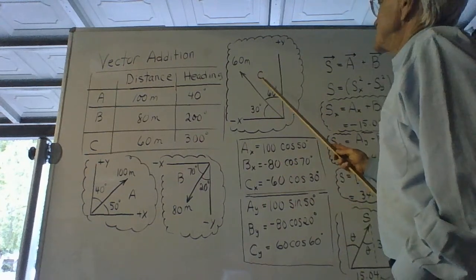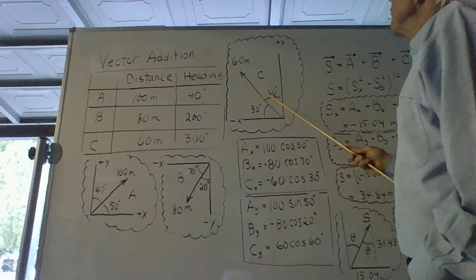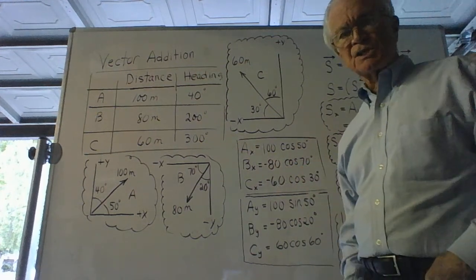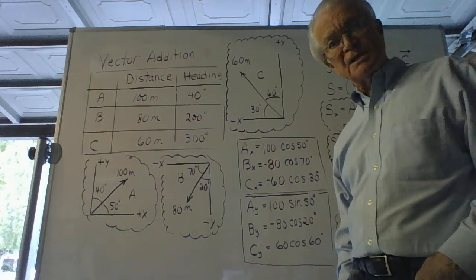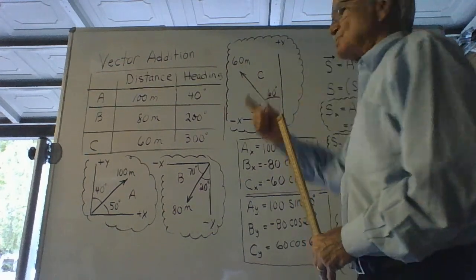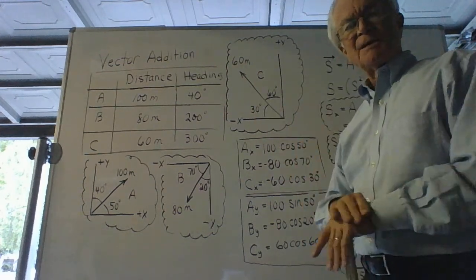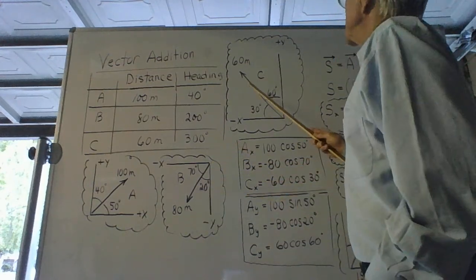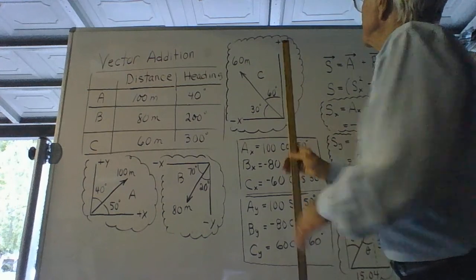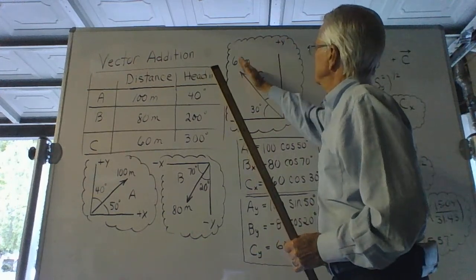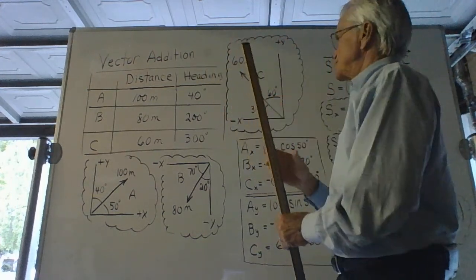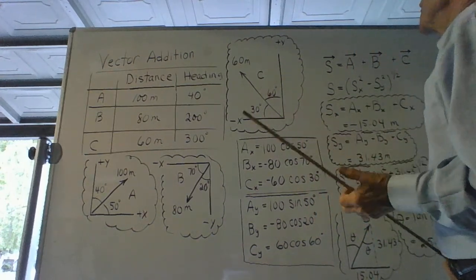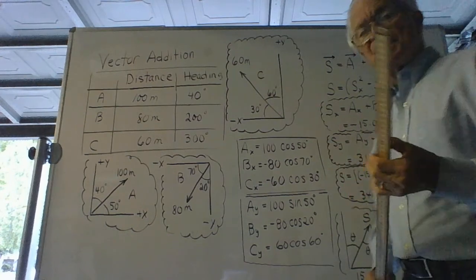Finally, vector C, 60 meters long. Its heading is 300 degrees. 300 degrees is 60 degrees short of 360, which is one round trip around the clock. And so we have 60 degrees short of north. Complement of 60 is 30 degrees. We seek to add these three vectors to find the net displacement.